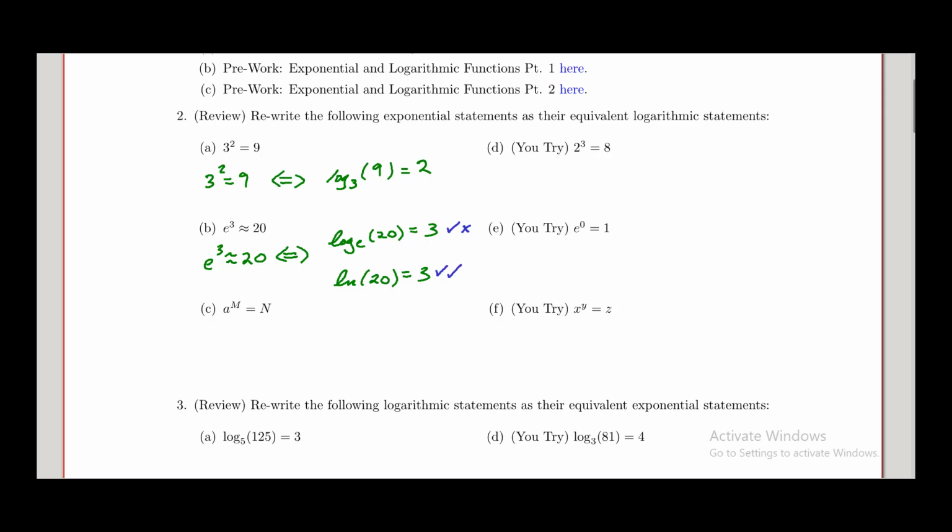Okay. So the last one here is a little bit more general. We've got a to the m is equal to n. And so that is equivalent to saying the log base a of the resultant is equal to the power. And let me put that in parentheses. You don't have to write parentheses, but I think it sets you up for the right mindset because we take the log base a of n, or we take the natural log of 20, or we take the log base 3 of 9. So folks, what I'd like you to do is do your own conversions over here on the right, and I'll see you in a moment.